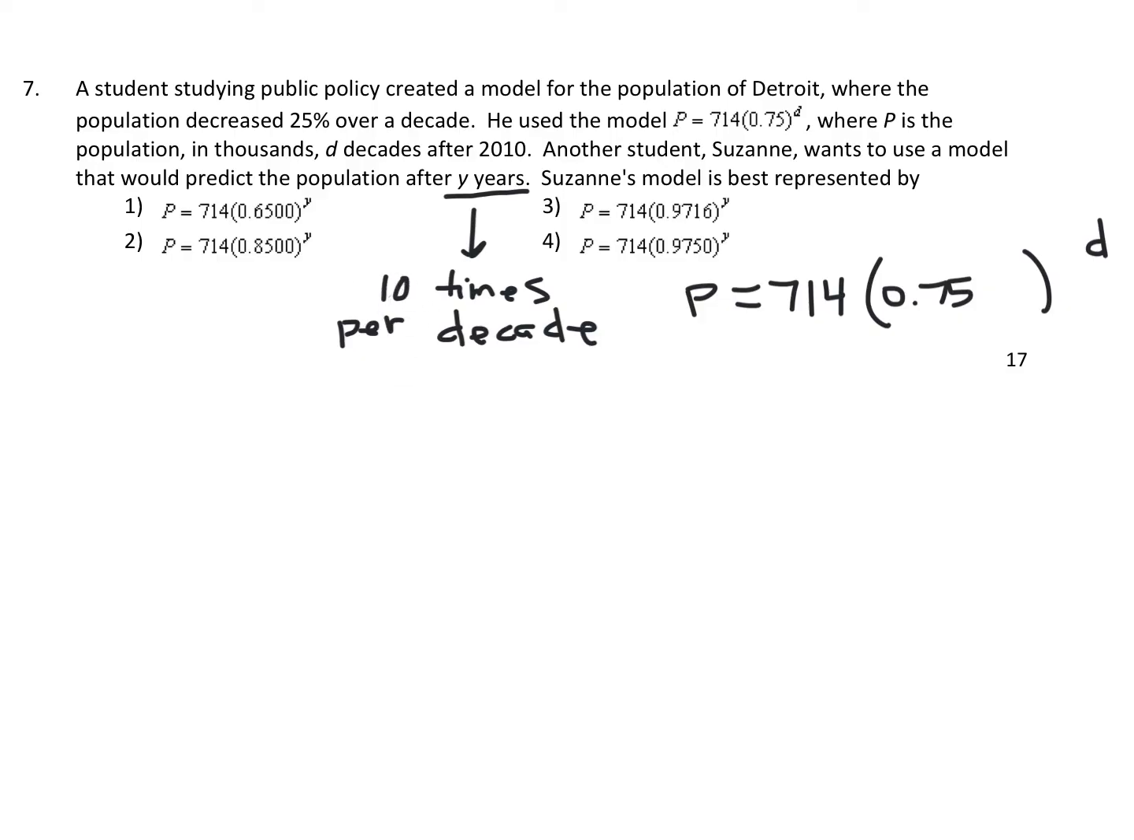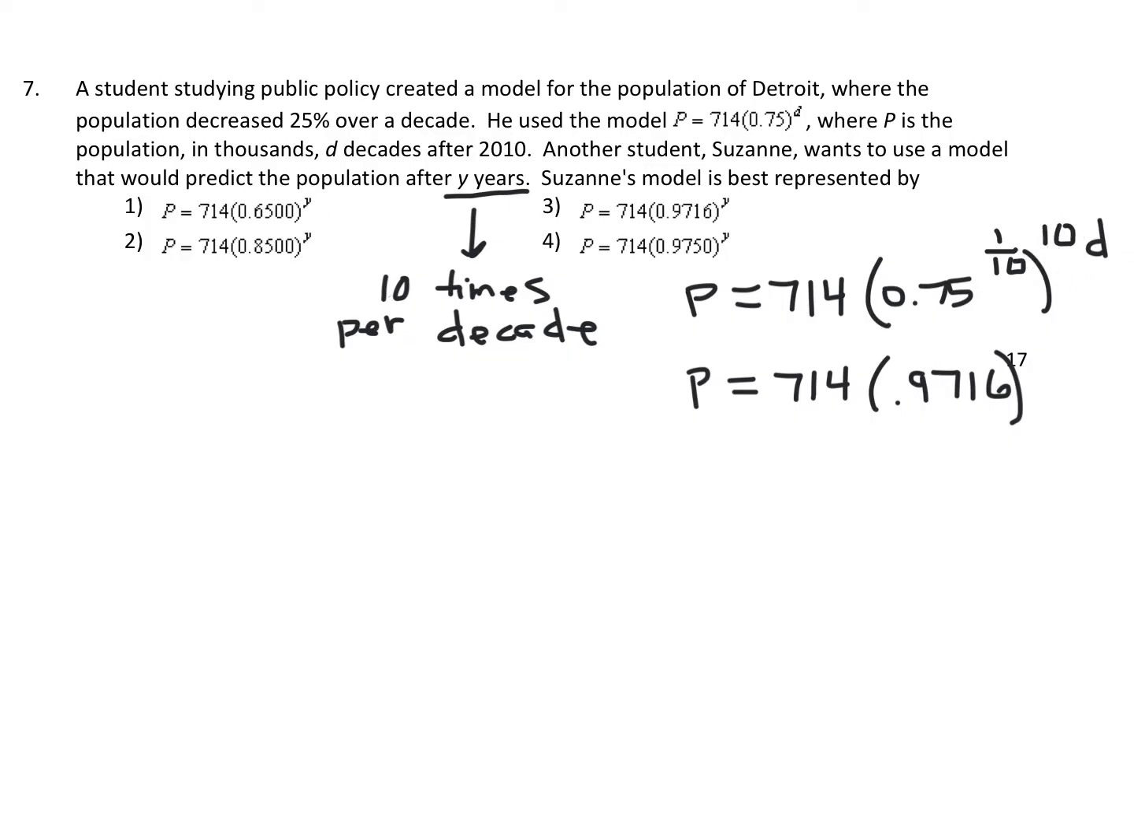So this number, remember I left a little space right in front of my exponent because I'm going to insert that 10 right there. And by putting a 10 there, I have to put its reciprocal on the inside of the parentheses. Okay, so now I'm going to bring down my P equals 714. I'm plugging in my calculator right now, 0.75 to the 1/10 power, and I'm getting approximately 0.9716. Now, here's the deal. I don't see 10d in any of the exponents. What they did was they changed this in terms of y.